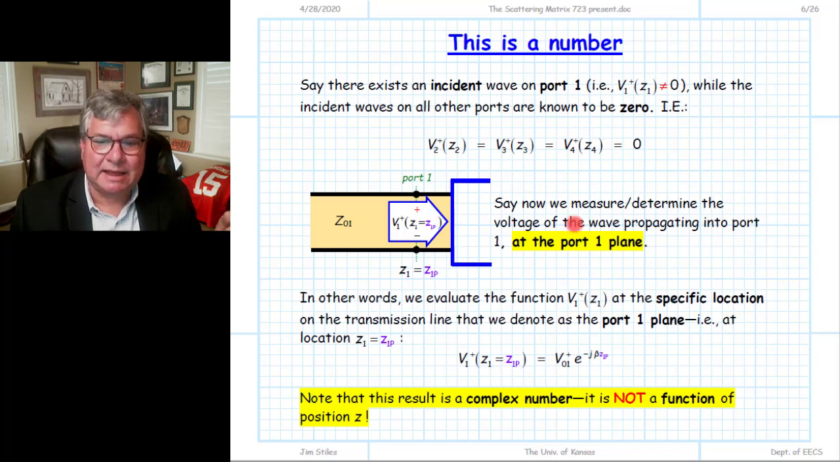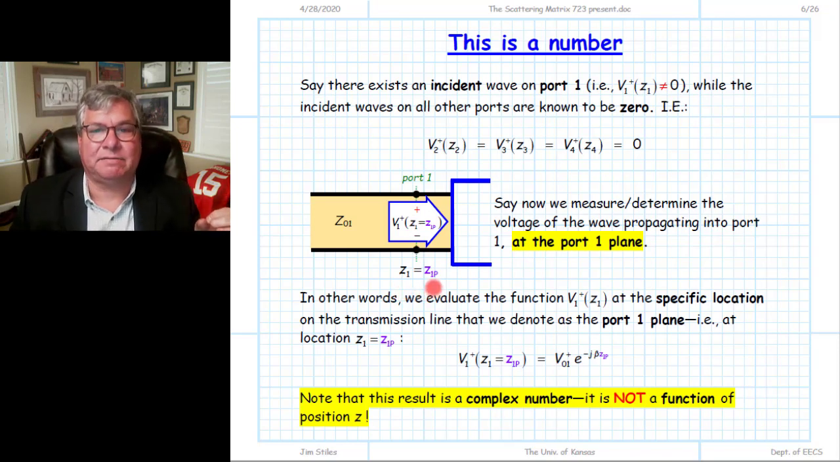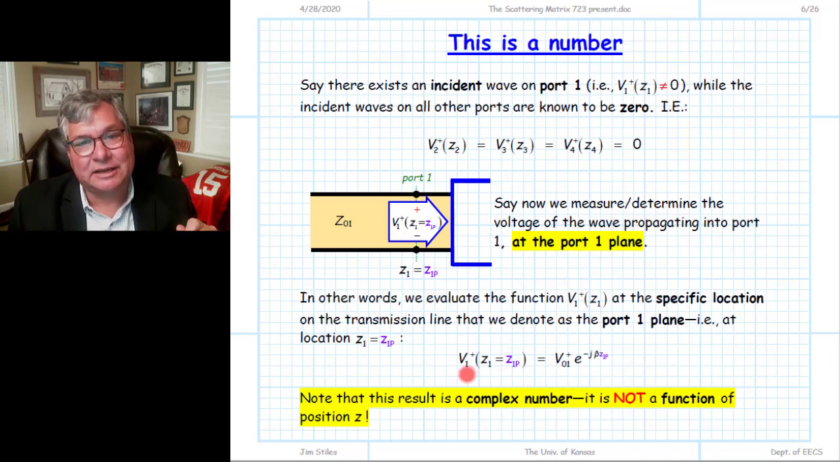What we're going to do is take that wave and evaluate that wave at one location on our transmission line. And that location on the transmission line is at the index that defines the port plane for port 1. Remember, this has to be a number. Oftentimes it's 0, but it doesn't have to be. So the important thing here is to take your plus wave expression as a function of position z and evaluate it at one location, at the port plane, which then takes a function of position z and turns it into a complex number.